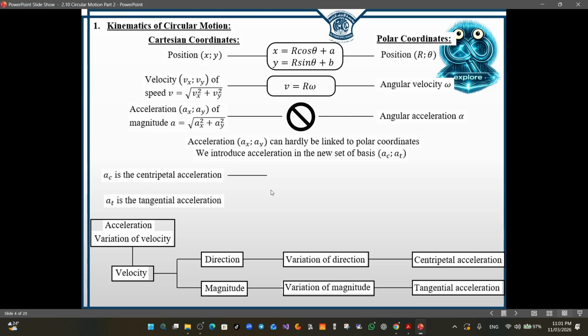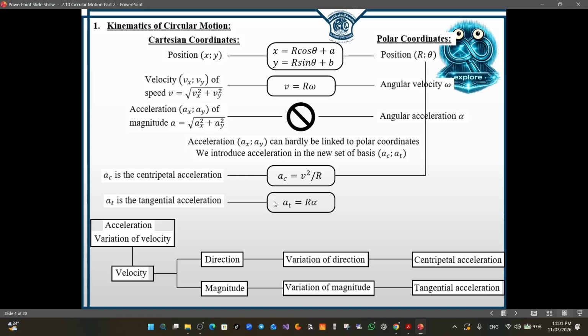Now, the magnitude of the centripetal acceleration is given by AC is equal to v squared over r, where v is the speed of the object and r is the radius of the circular path. And this is directly linked to the position. Now, for the tangential acceleration, simply AT is equal to r times alpha, where alpha is the angular acceleration.